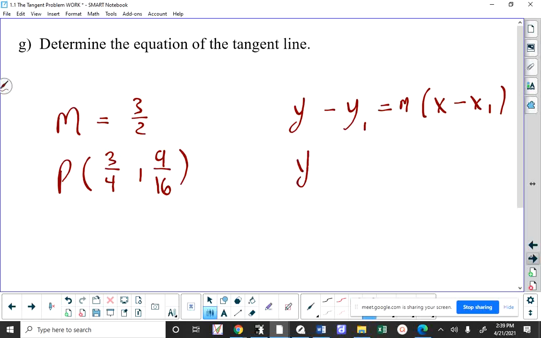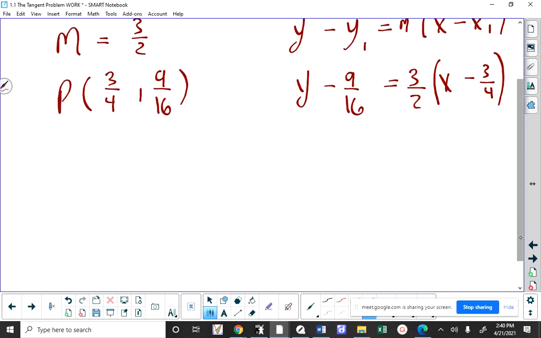We'll have y minus 9/16 equals the slope times x minus 3/4. This is a weird case algebraically. We're going to try to get rid of as many of those fractions as possible, but we may get rid of them and then they may come back. All right, so just be aware of that. I'm going to multiply both sides of this equation by 16.